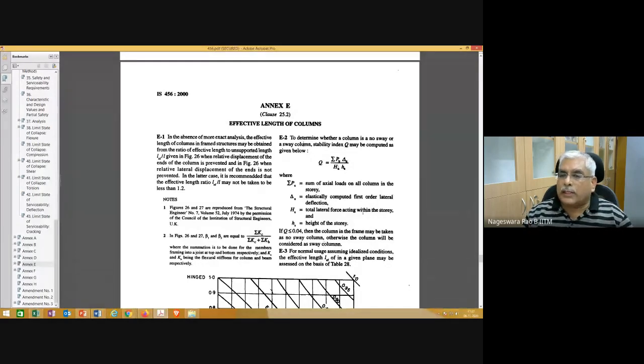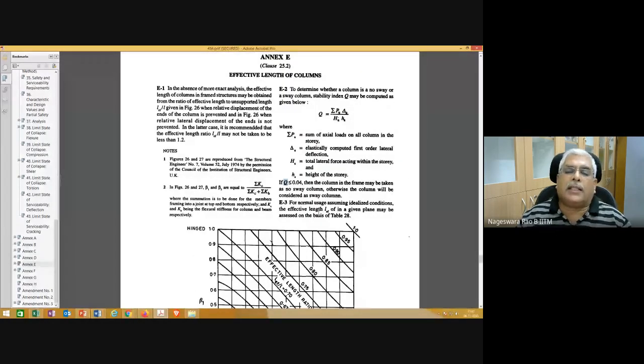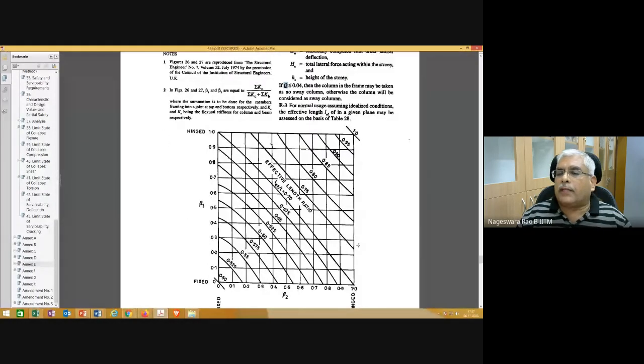So first you need to find the stability index. Given a framing system, you need to find the stability index. Once you get the stability index value, you can classify it as sway or no sway, and correspondingly you can make use of either figure 26 or 27. These are the details that go into the reading of the effective length ratio for a particular framing system. But we may not have time to go through all that in this basic course.